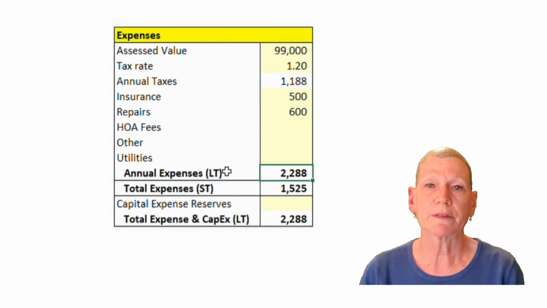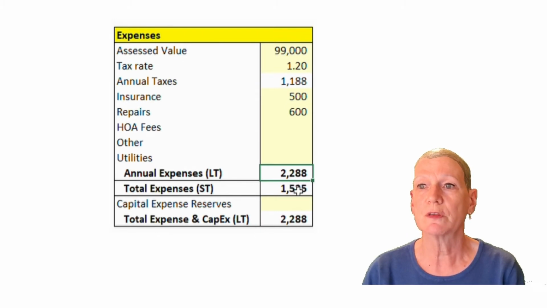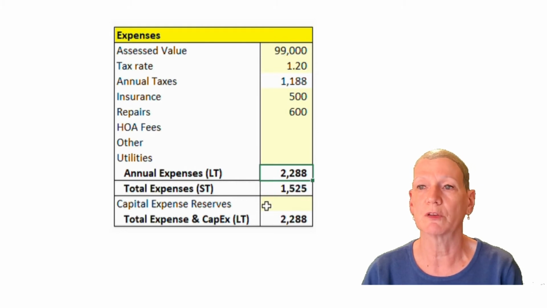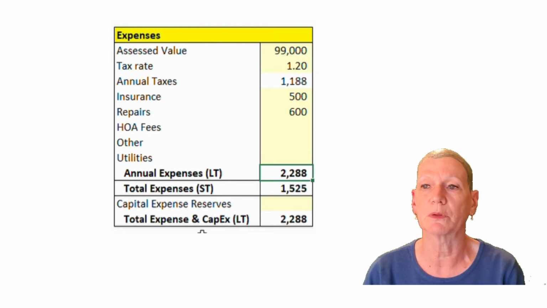But we also want to estimate what these expenses are going to be during our short-term time frame right there at the beginning, those first 8 months. So this is just a calculation of your short-term expenses, which is just 8 months worth of your annual expenses, because we said this short term in this example is only 8 months.